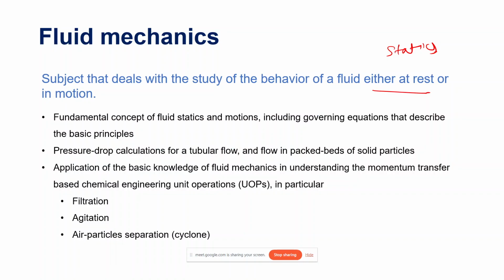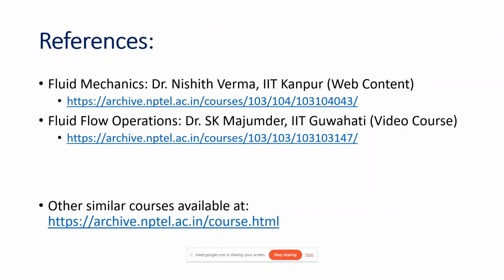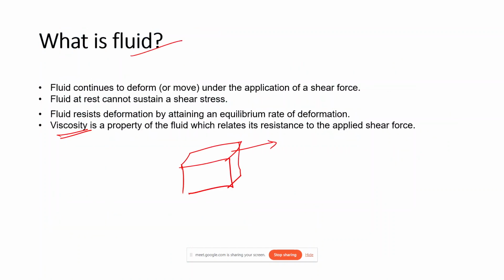So until now, what we have done is we have studied the basic introduction of the course, that is fluid mechanics. So what is a fluid? A fluid is any substance that deforms under the application of a shear force, that is, a permanent deformation is obtained, and a fluid at rest cannot sustain a shear stress. That is how we define the fluid, and this property of the fluid due to which it resists the shear force is known as the viscosity of the fluid.